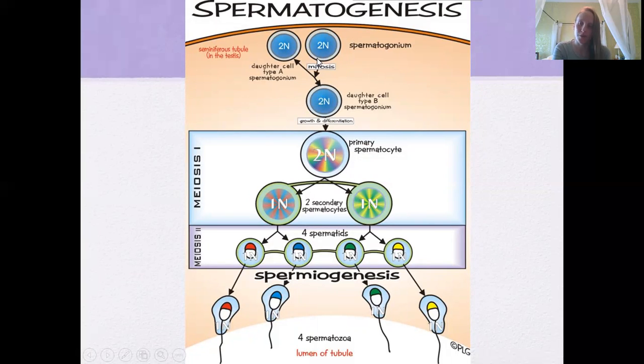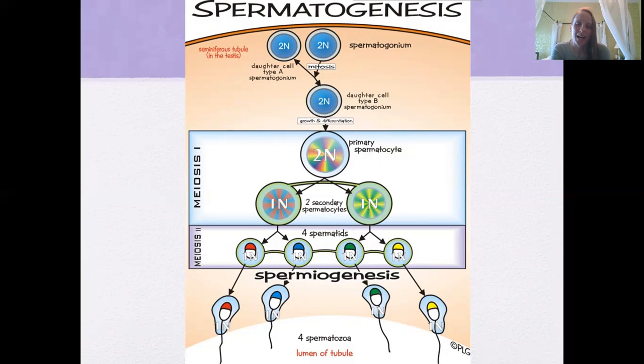Those are 2N, which just means they have 2 copies of every chromosome, so 46 chromosomes. That spermatogonia is going to divide using mitosis to form 2 more diploid cells, or cells that have 46 chromosomes. One of those, which is daughter cell type A, is just going to stay a spermatogonia. It can be used later on for more spermatogenesis. The daughter cell type B is the one that's actually going to undergo meiosis to become the sperm.